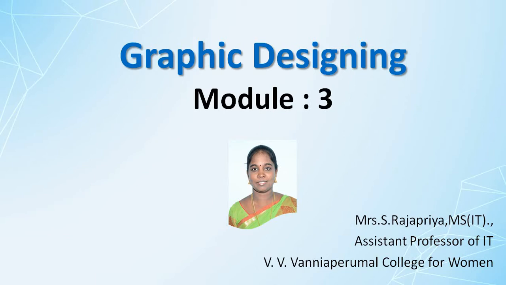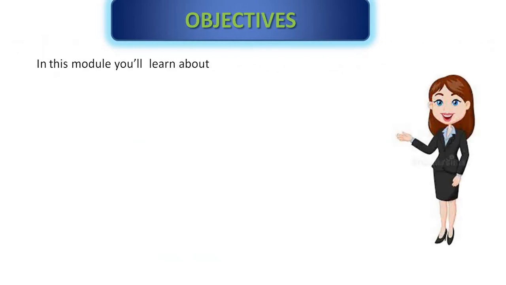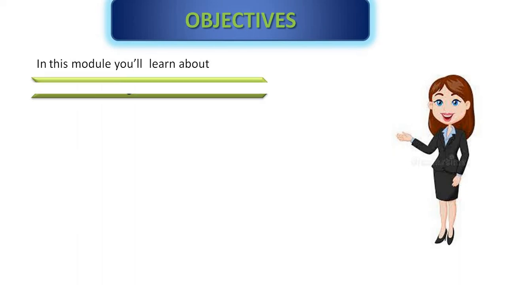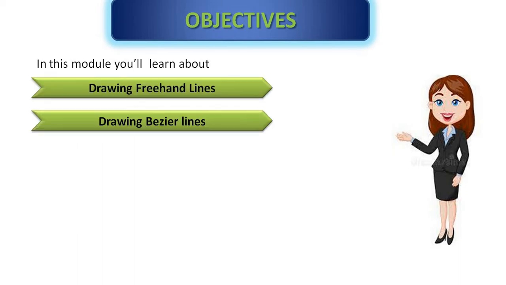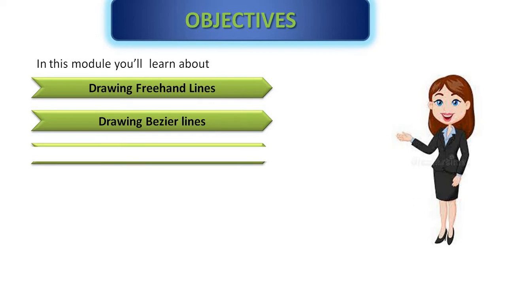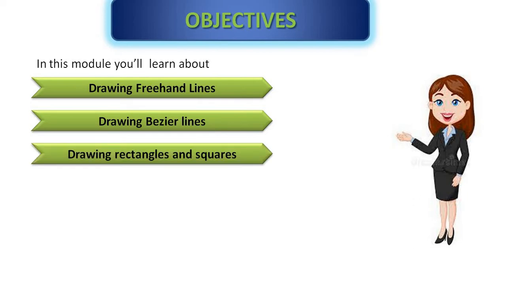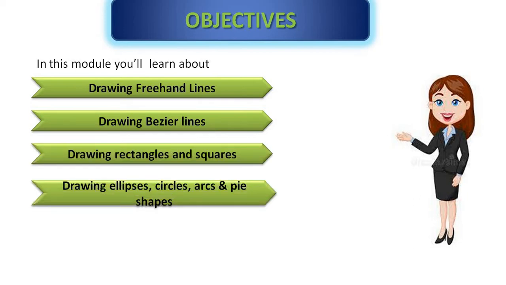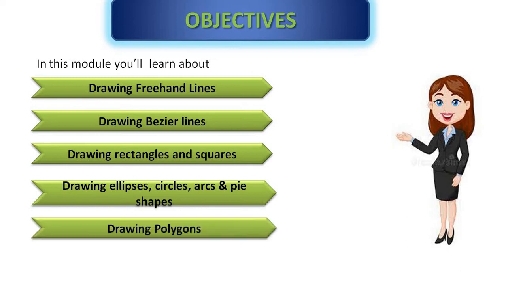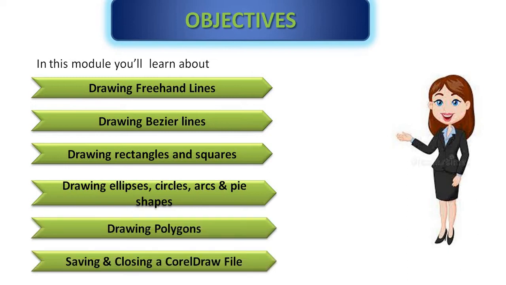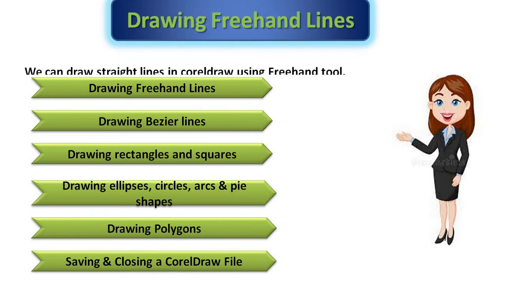In this video, we are going to see the graphic designing module number 3. Let us see the objectives of this module. In this module, you are going to learn about drawing freehand lines, drawing Bezier lines, drawing rectangles and squares, drawing ellipses, circles, arcs and pie shapes, drawing polygons, and finally how to save and close a CorelDraw file.